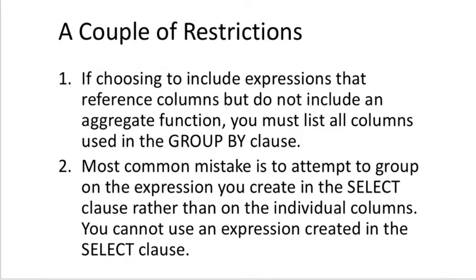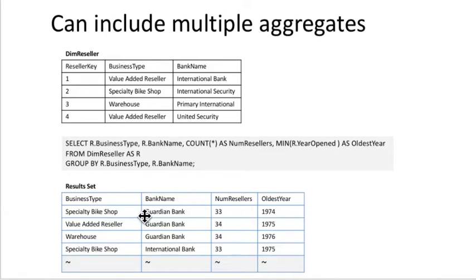There are a couple of restrictions. Firstly, if choosing to include expressions that reference columns but do not include an aggregate function, you must list all columns used in the group by clause. So here is the example. If you want to group by those two different columns, but those two different columns are not in the aggregate functions or aggregate calculations, you have to list them out in the select clause.